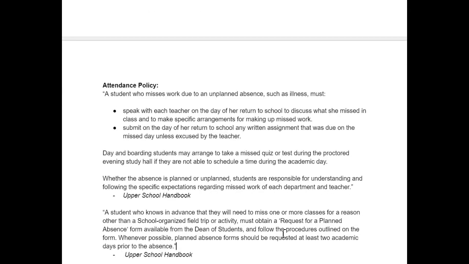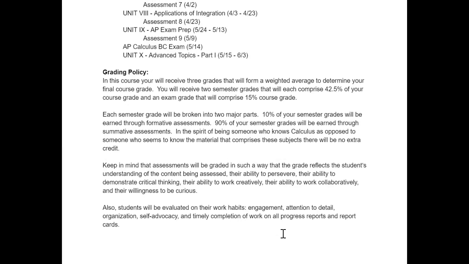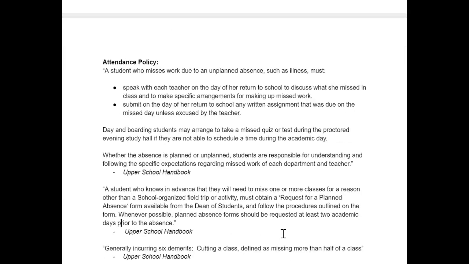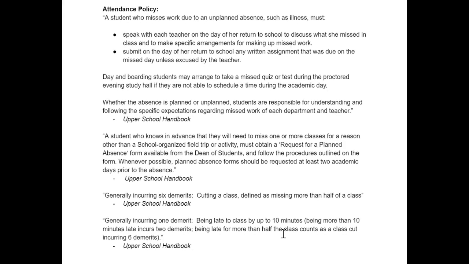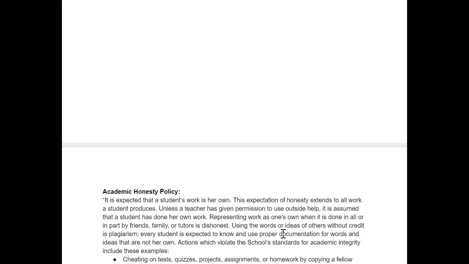The attendance policy: because this is an AP course, there are no retakes. So assessments stand as they are. There is no retakes policy for this course. Attendance policy is in line with the school handbook that you may want to read through. My expectation is you're on time every time. This is a class that you don't want to miss.